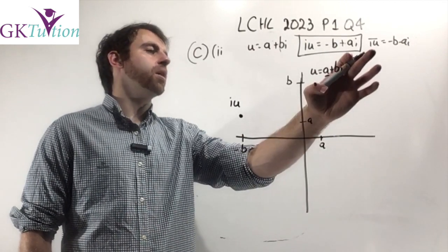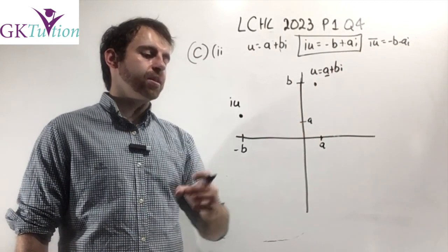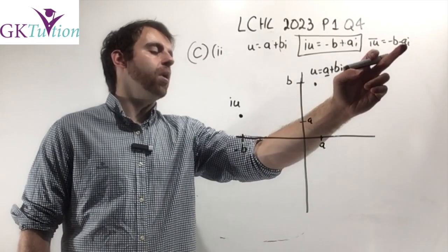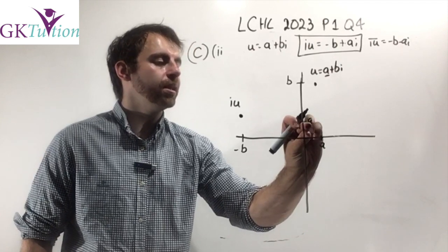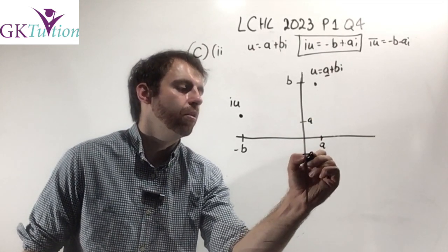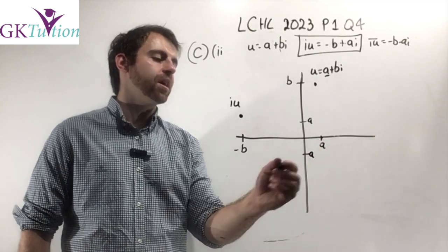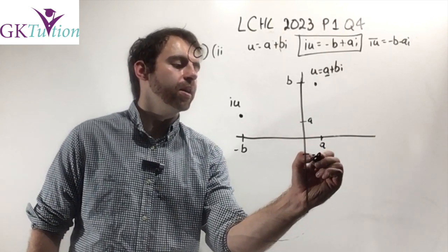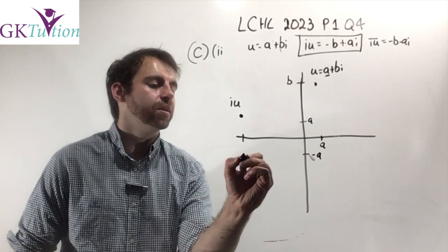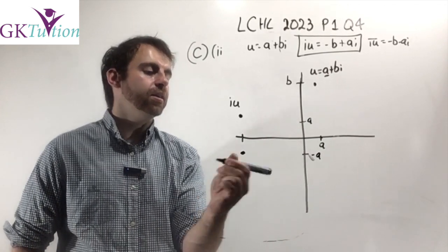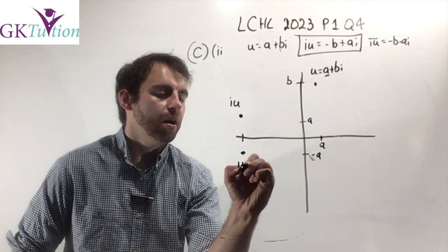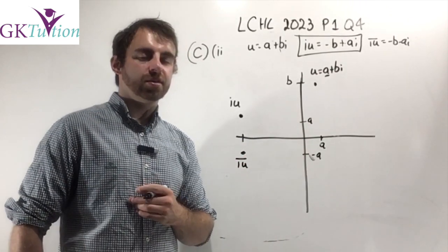Likewise, we need to plot minus b minus ai. So minus b, I already have that. Minus ai means I need to go this distance on the imaginary axis. So let's say that roughly looks like it's the same distance again. So I can label this as minus a. And then, since I don't need that minus b, I'll get rid of it. I can plot in here, this is minus b minus ai, and that is the conjugate of iu. This one is iu.